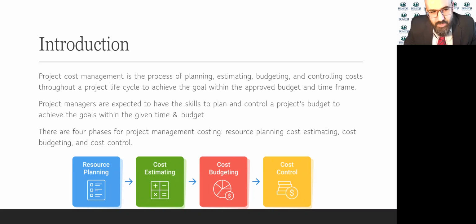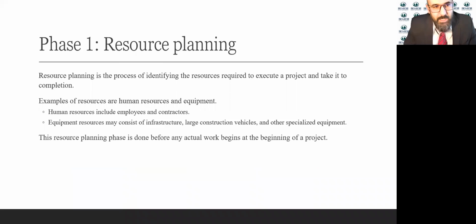There are 4 phases to manage a project cost, starting with the resource planning. Then once you have the resources, you estimate the cost, and then you budget the project, you issue a budget, and then you control the cost. So let's go ahead and start with the first phase, which is resource planning.